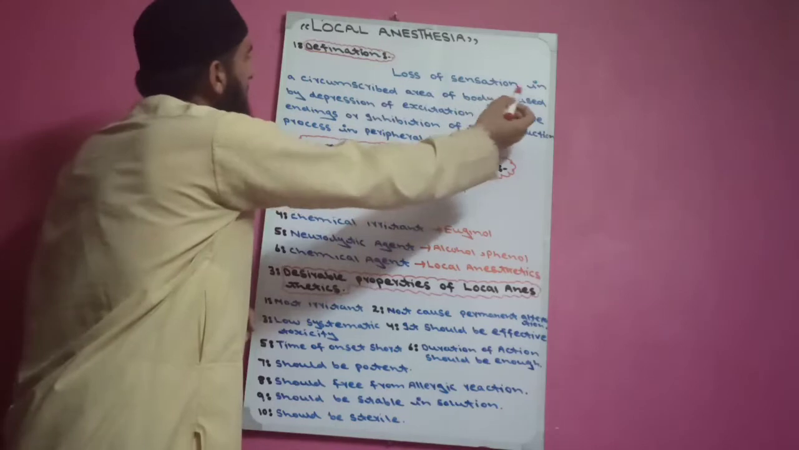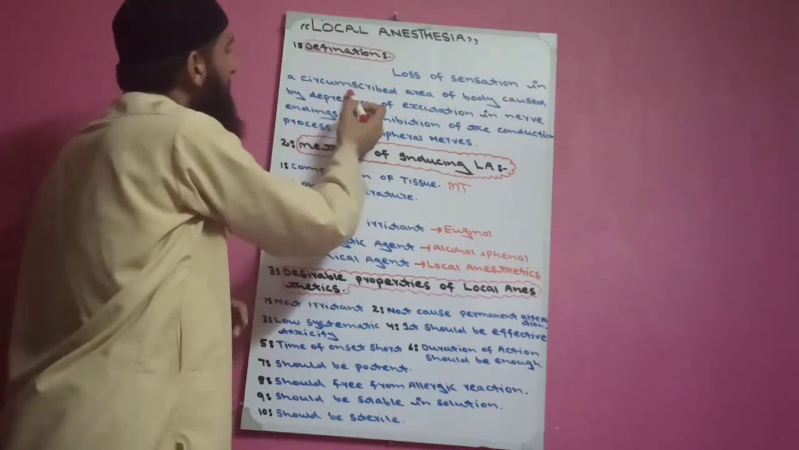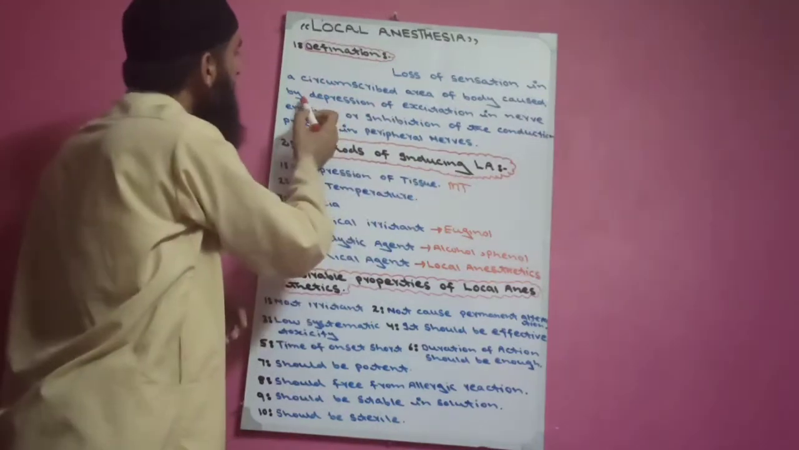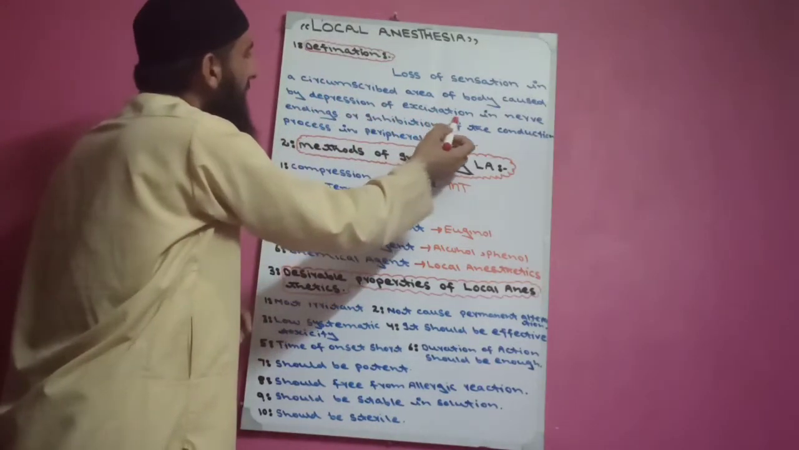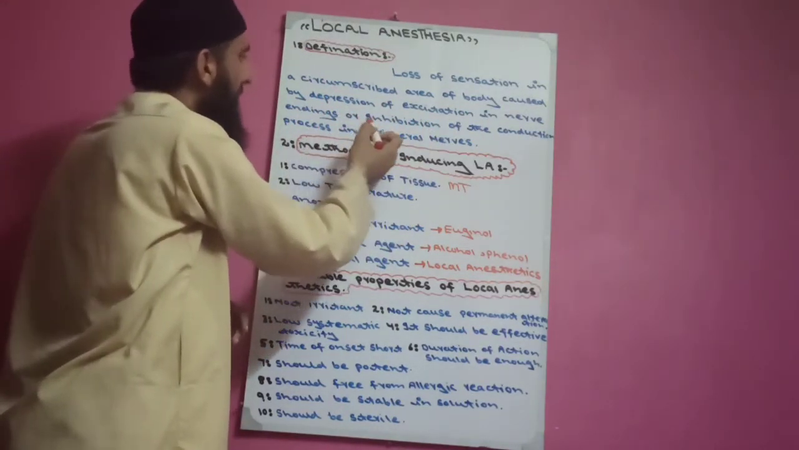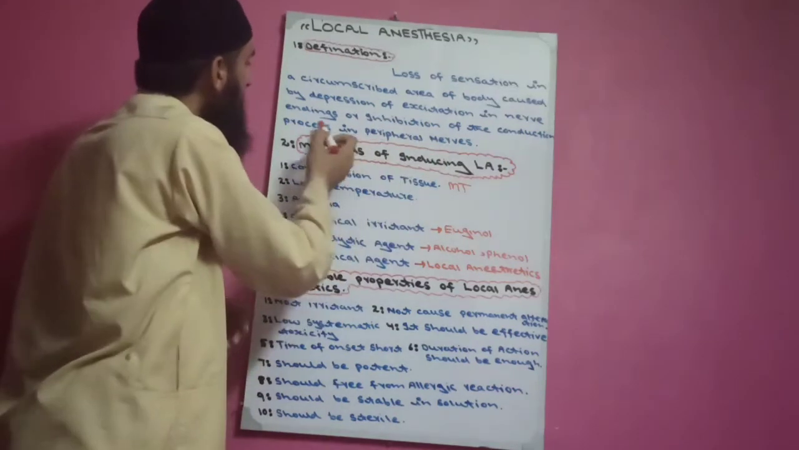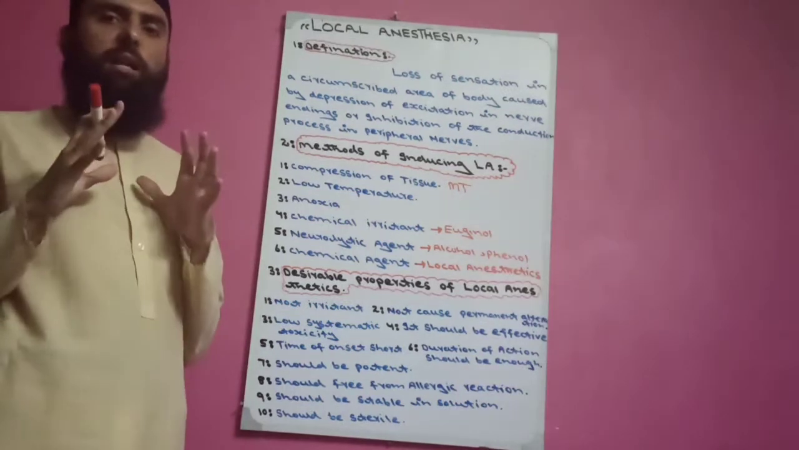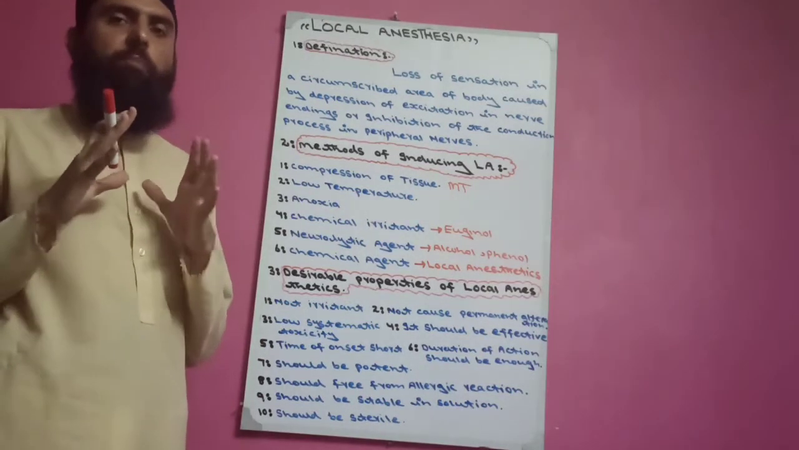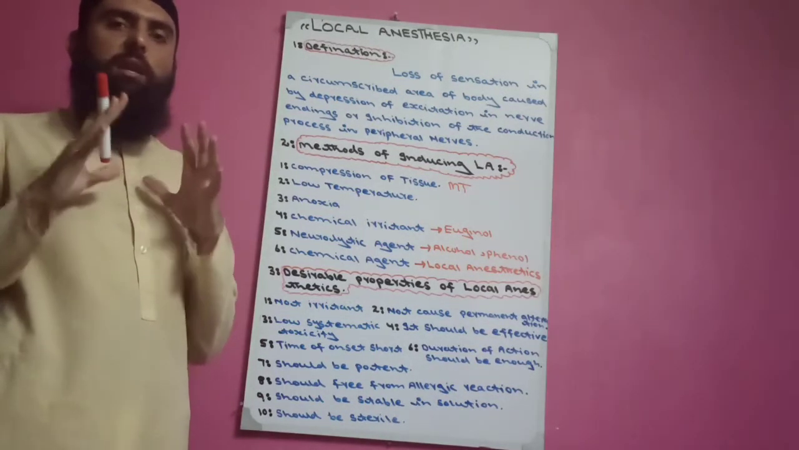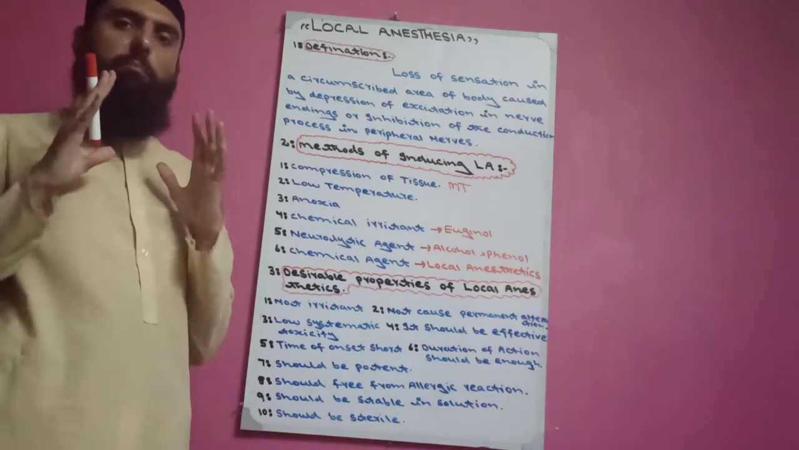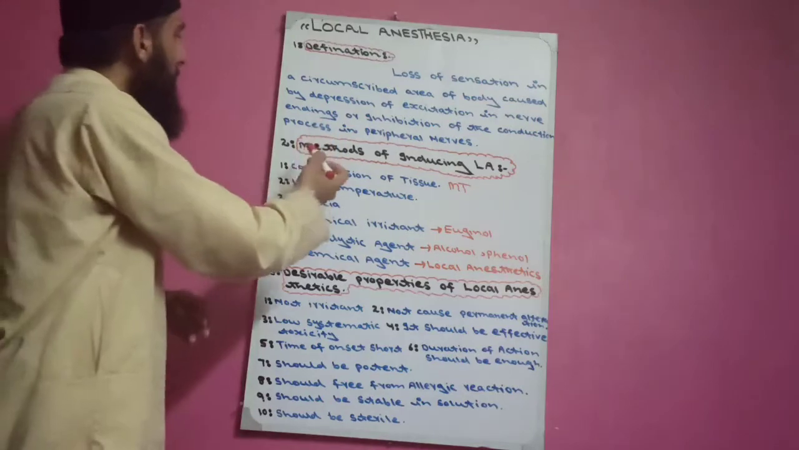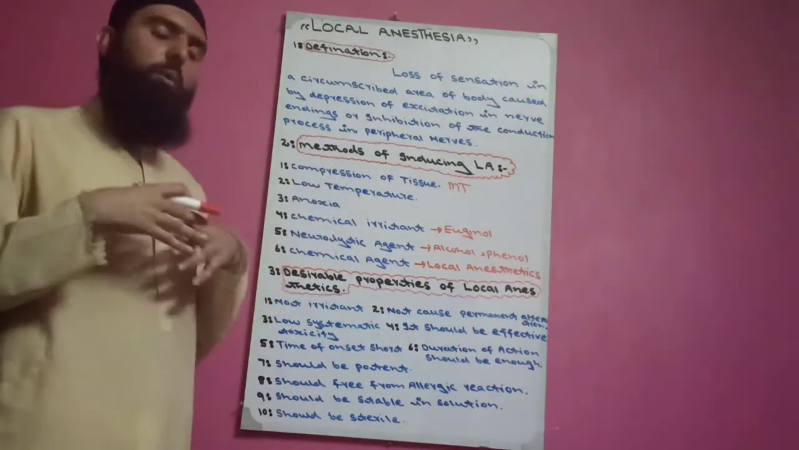Loss of sensation in a circumscribed area means a specific area of the body, caused by depression of excitation in nerve ending or inhibition of conduction process in peripheral nerves. These are the two causes of loss of sensation in a specific area of the body. This is the definition of local anesthesia. Now come to methods of inducing local anesthesia.